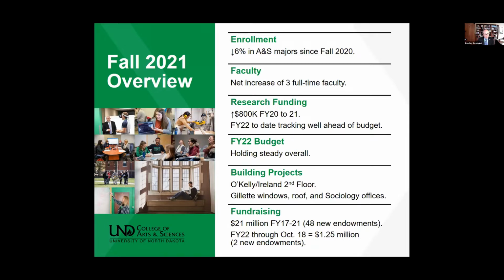Fundraising also, we've had several good years of fundraising. $21 million raised between FY17 and FY21, and that's 48 new endowments. And then this year, we're also doing quite well. We have over $1 million so far through October 18th for FY22. So some exciting numbers. And that's, again, one of the best parts of my job, interacting with our alumni who are incredibly engaged and devoted to UND and arts and sciences.